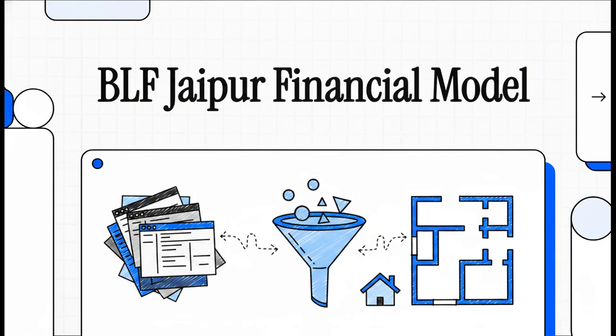If you've ever stared at a massive spreadsheet of raw real estate metrics and wondered, how on earth do I sequence this into a working analysis? Well, you're in exactly the right place. In this explainer, we're taking the raw data from the BLF Jaipur Development case study and translating it into a clear, logical blueprint for a financial viability model.